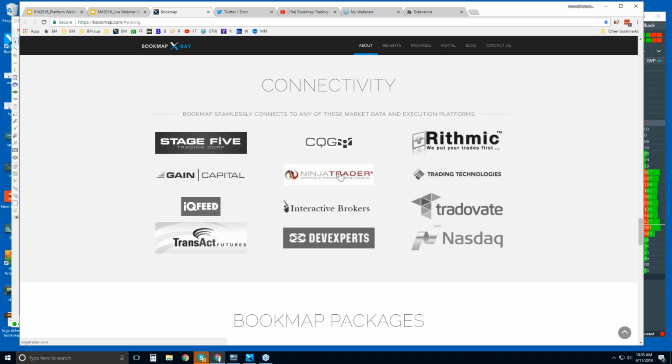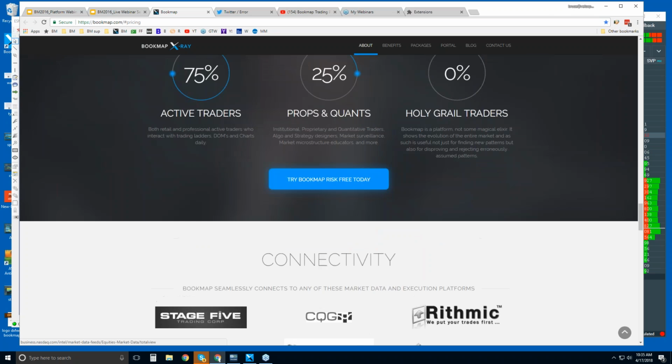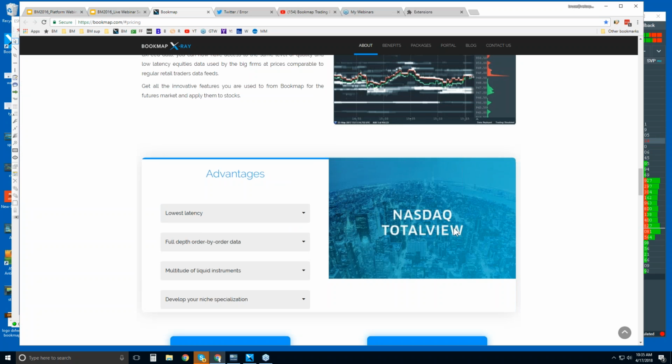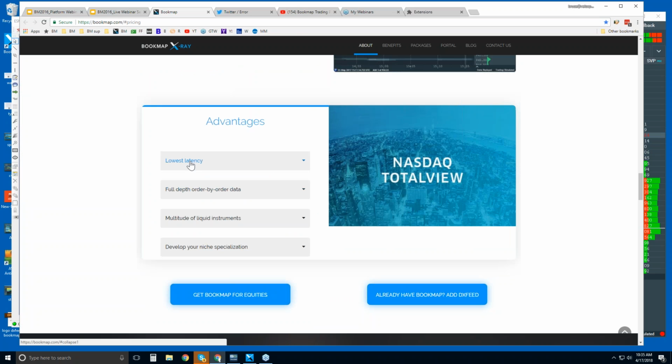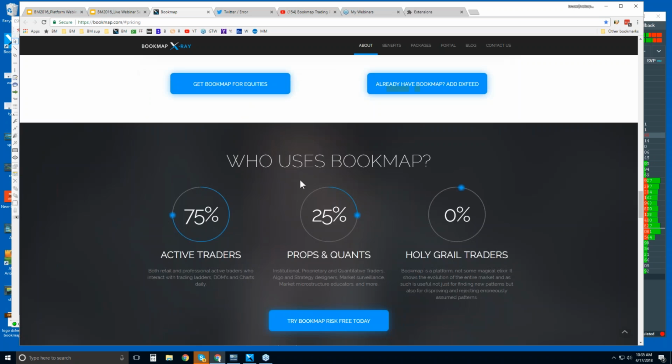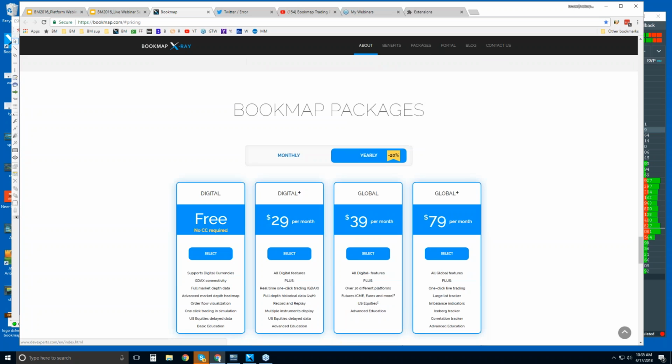However, we are a platform, so it's easier to just connect simply to CQG, Rhythmic, Gain, IQ Feed, Transact, and then Dev Experts. Now, this Dev Experts is for the NASDAQ total view, which is all US equities. So that's the connection up here that I was just mentioning previously. It's a great data feed, very low latency with full depth of market.